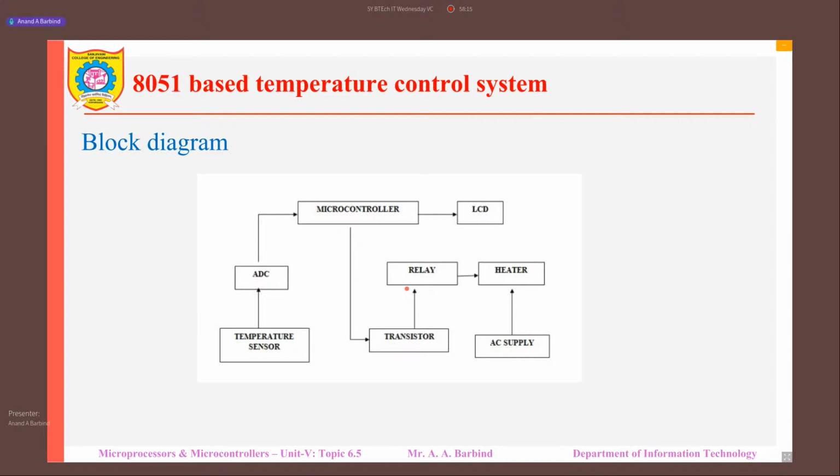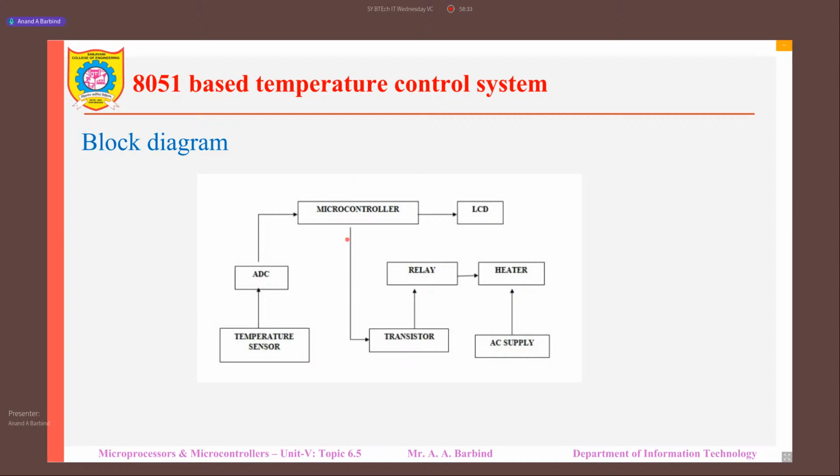To operate the relay, you need a transistor. The output of the microcontroller is given to the transistor, and the transistor is used as a current amplifier. So the transistor can be put on or off by sending a high voltage or low voltage from the microcontroller.